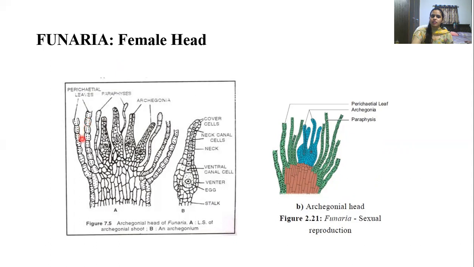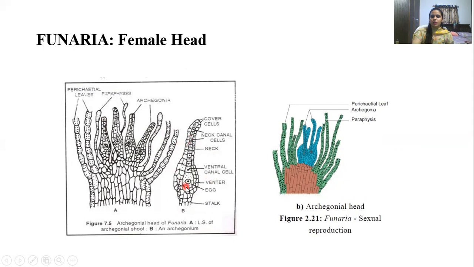Again, there is a slight difference between the antheridial head and the archegonial head. Same here, you can see the perichaetial leaves and also the paraphysis, which is a multicellular unbranched structure. But in the case of the male head, it consists of a swollen tip, but in this case, it consists of an elongated tip, but the function remains the same.